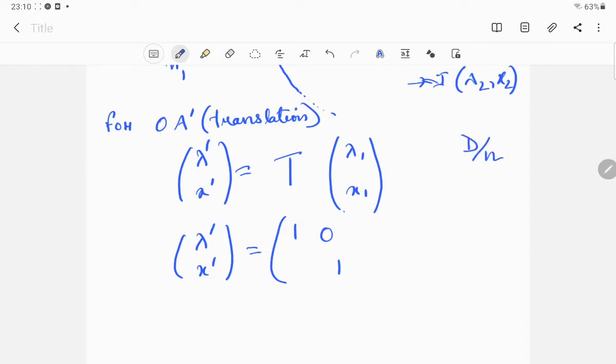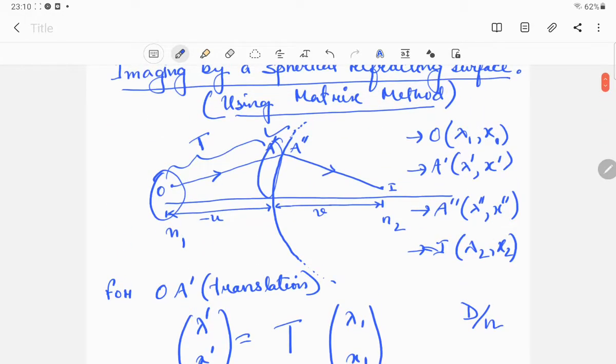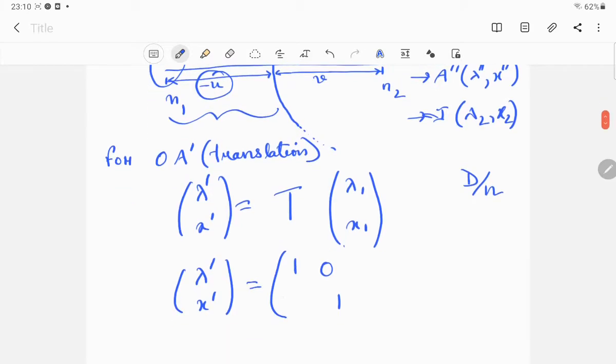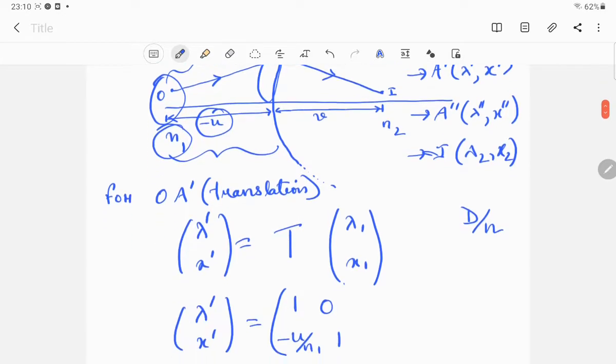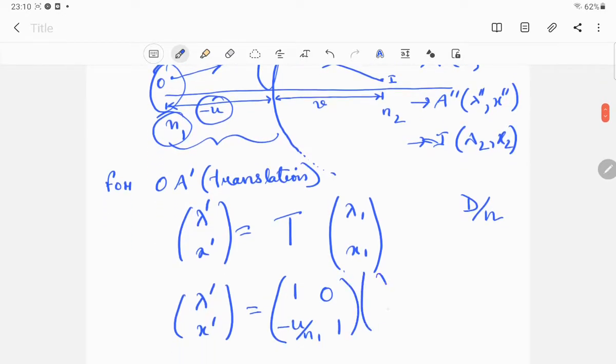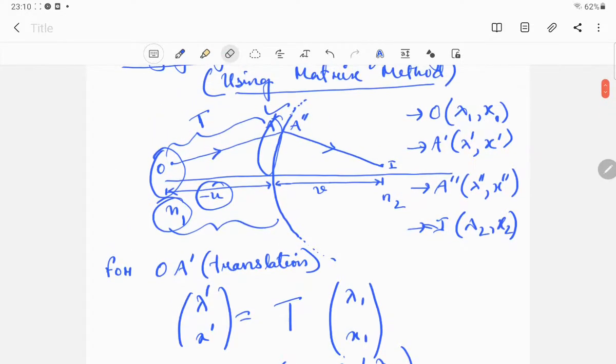So what is the distance traveled in this case? It is nothing but minus u. So it is minus u divided by n1, because the refractive index traveled in this case is n1. And now we have λ1 x1. So that's all we have for the ray from O to A'. Let me remove these things, they are totally unnecessary. We have already shown it.